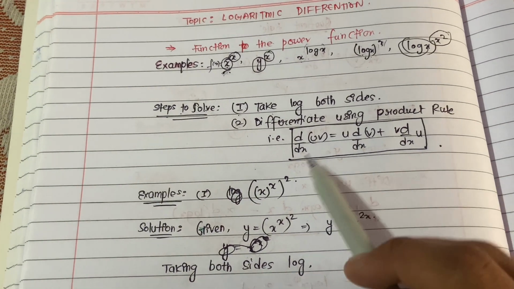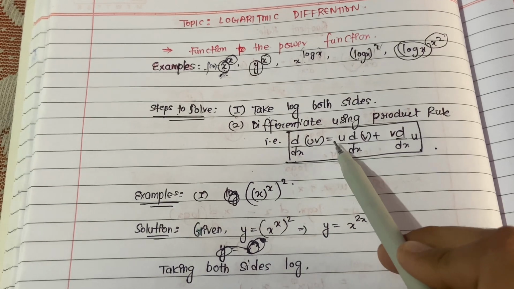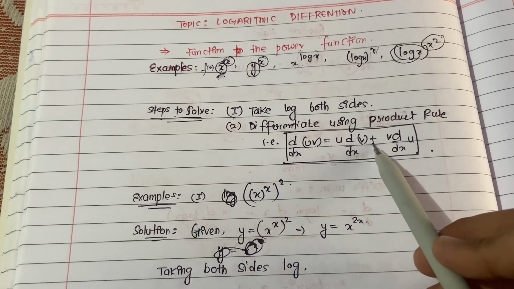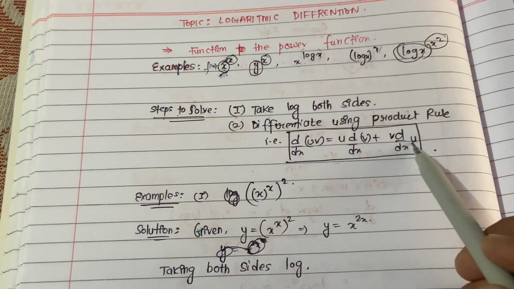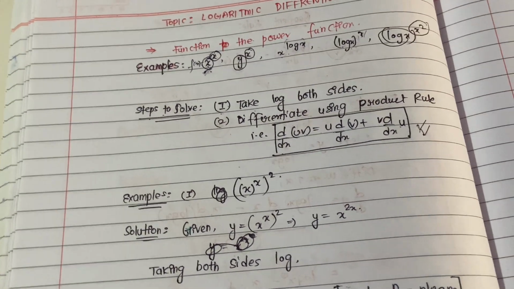And step 2 is differentiate using the product rule. What is the product rule? That is d by dx of u into v equals u d by dx of v plus v d by dx of u. This is our product rule we have seen in the last class, isn't it?